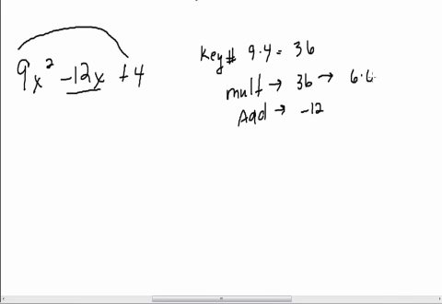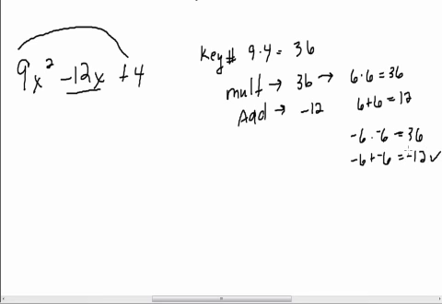If I multiply 6 by 6, I get 36, and if I add 6 and 6, I get 12. But now be careful, I don't want positive 12, I want negative 12. So you got to mess around with your signs. Let's say if I have negative 6 times negative 6, that's a positive 36. But negative 6 plus negative 6 is negative 12, and that's what I want.